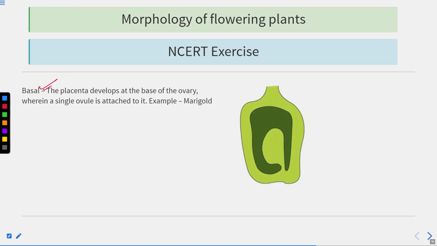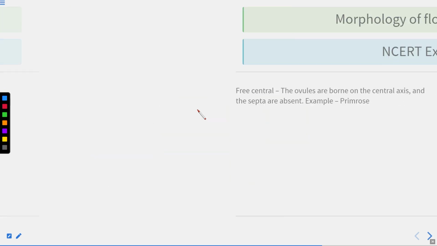Next is the basal one. The placenta develops at the base of the ovary. So this is the base of the ovary, and the placenta develops here, and it gets attached. The ovule gets attached to the base of the ovary, and that is showing the basal placentation. That is what we see in the case of marigold, right? So this is about this question. So let us move to the next question.